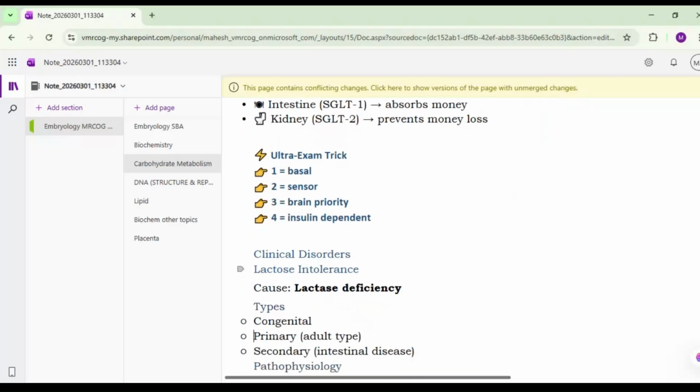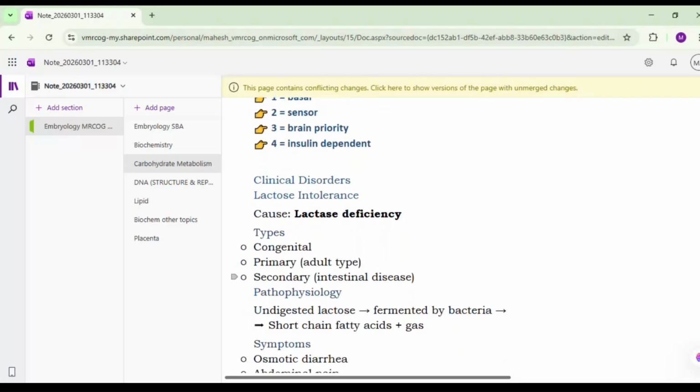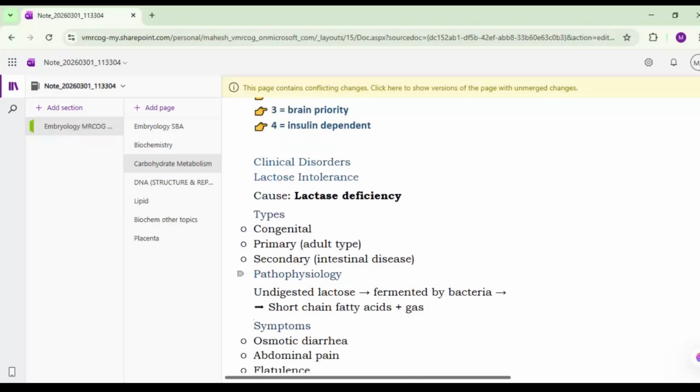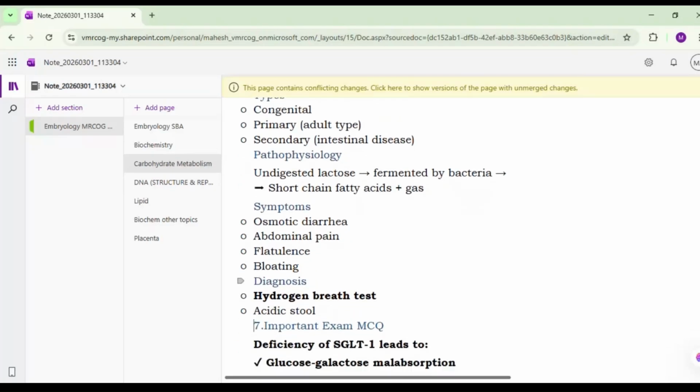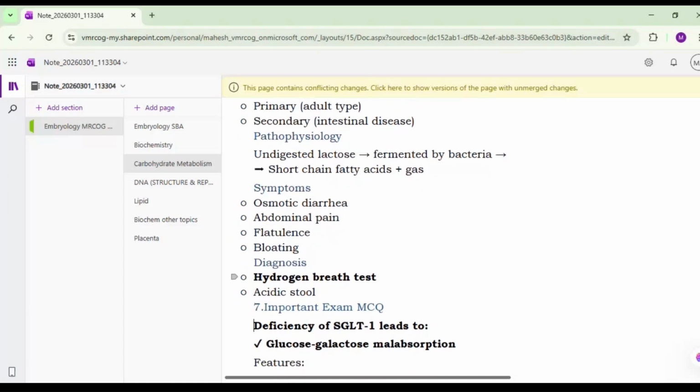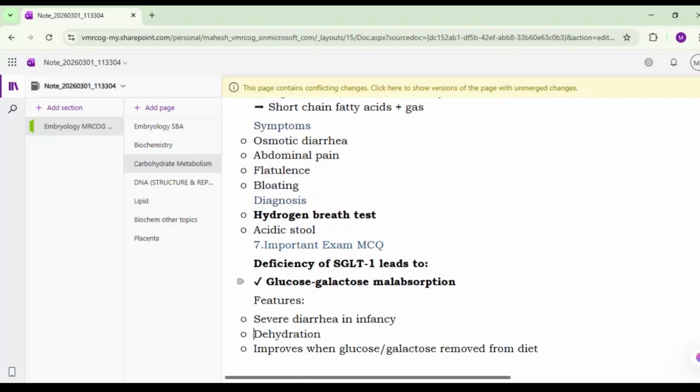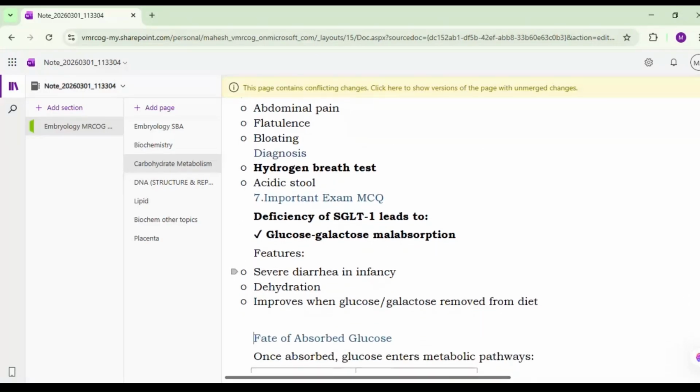Now coming to the clinical disorders. You have lactose intolerance. This is mainly because of lactase deficiency. It may be congenital, primary adult type, or secondary to intestinal disease. Pathophysiology is that undigested lactose will be fermented by the bacteria, and you will get short chain fatty acids plus gas. So the patient will have osmotic diarrhea, abdominal pain, flatulence, bloating, and diagnosis is by hydrogen breath test. There will be acidic stool.